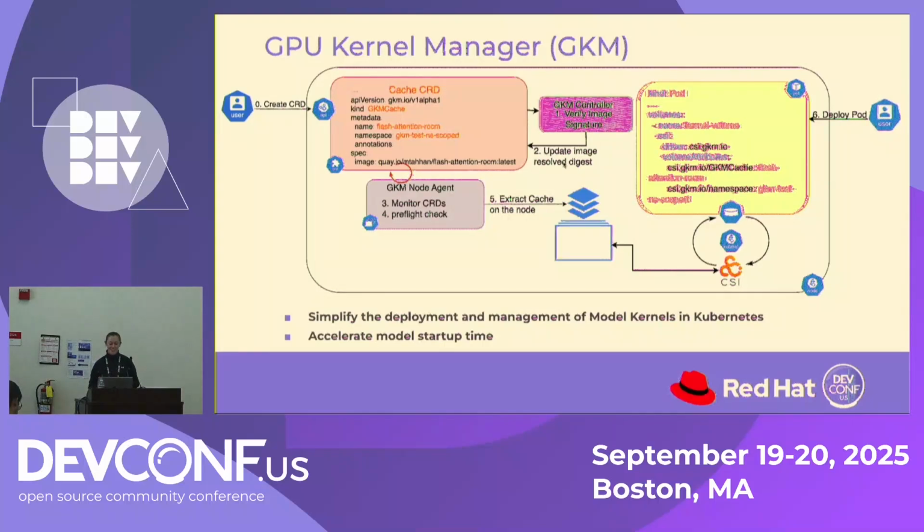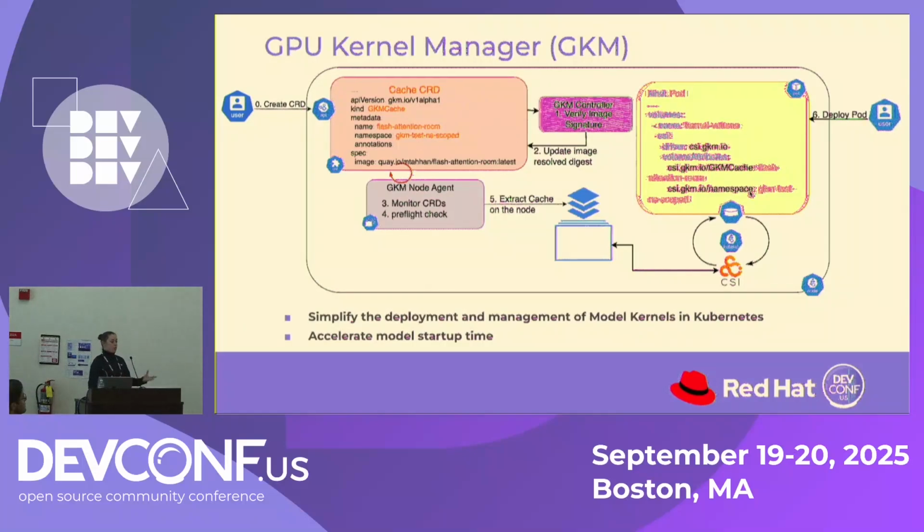So let's talk about what you need to define if you want to consume this cache. As we can see in the pod specification here, we have a specific volume that we're defining at the bottom of that specification. The really important part is that we are using a csi.gkm.io driver, which we specify here. And in the volume attributes, we're also specifying which GKM cache exactly we want to use. In this case, it's the flash attention ROCm cache, which is what we defined in the CRD earlier on.